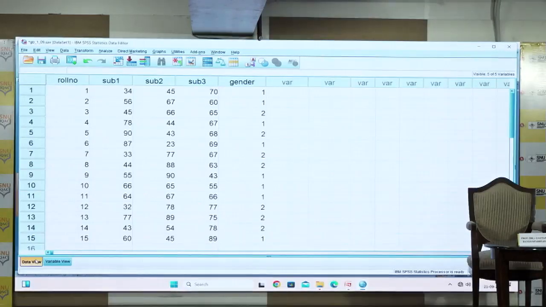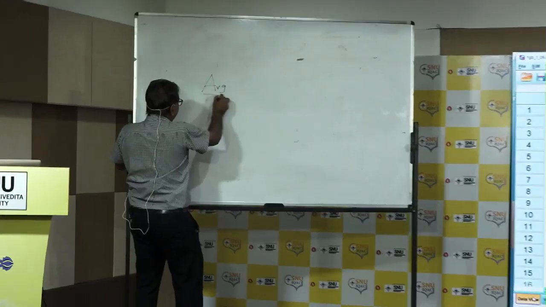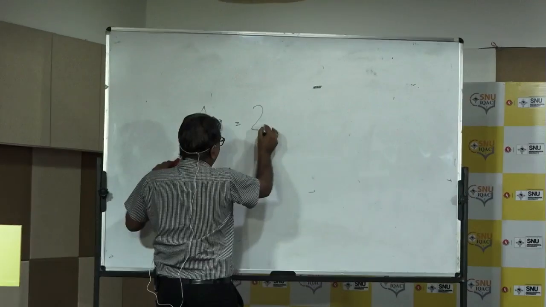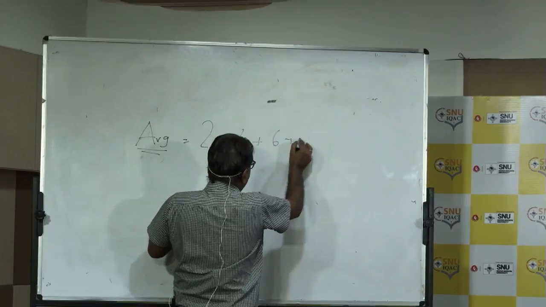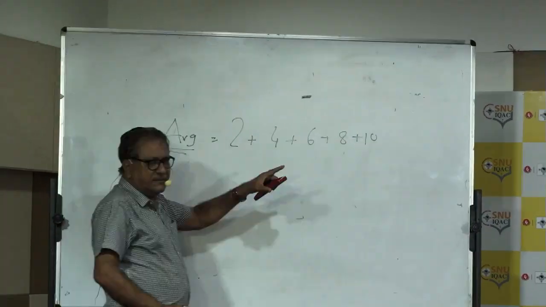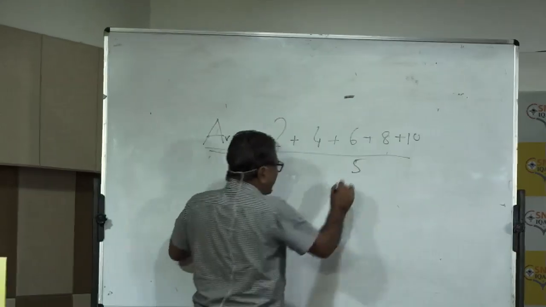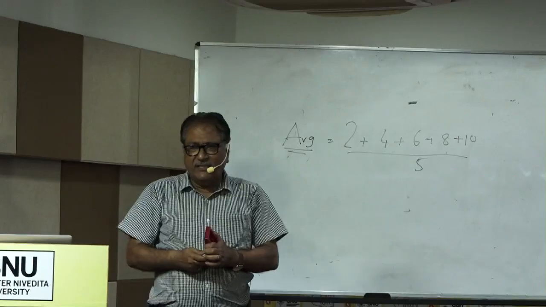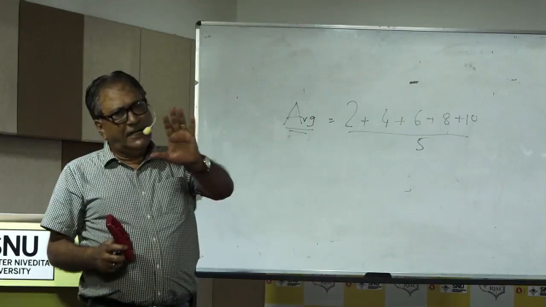So what is the meaning of average? Average is, say I have the 5 numbers 2, 4, 6, 8, 10. These are the 5 numbers. And average is simply the sum divided by 5. Is it okay or not? So what is average? The sum of all numbers divided by the count of numbers. That is average.